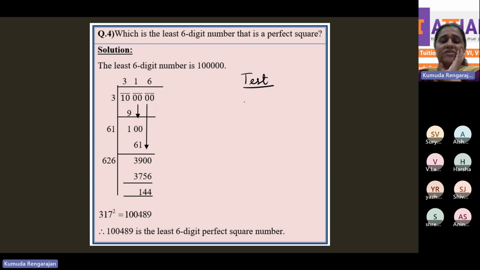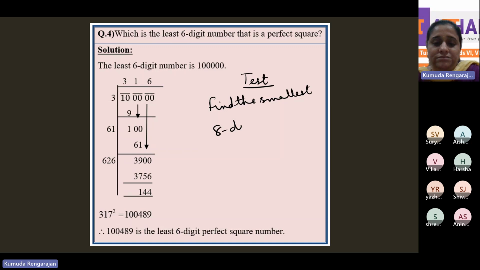Complete this one. And the test question is? Mom, can I ask a question? Yeah, sure, Anantika. Now, yes.